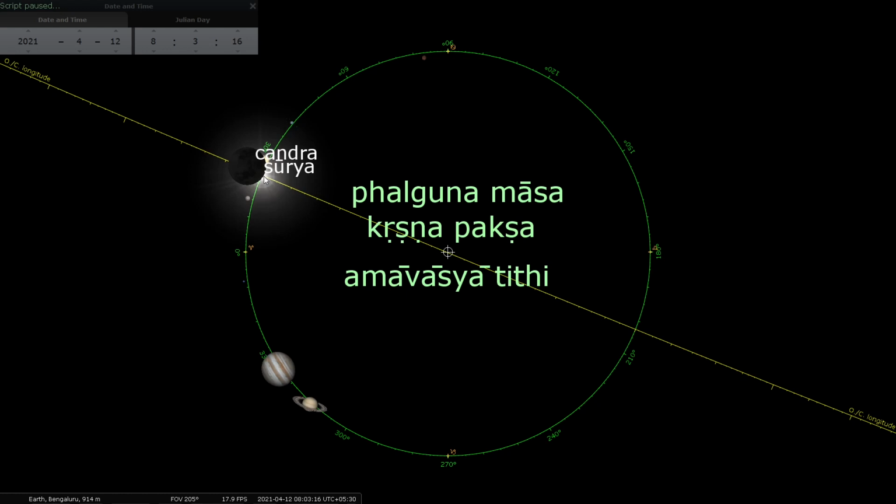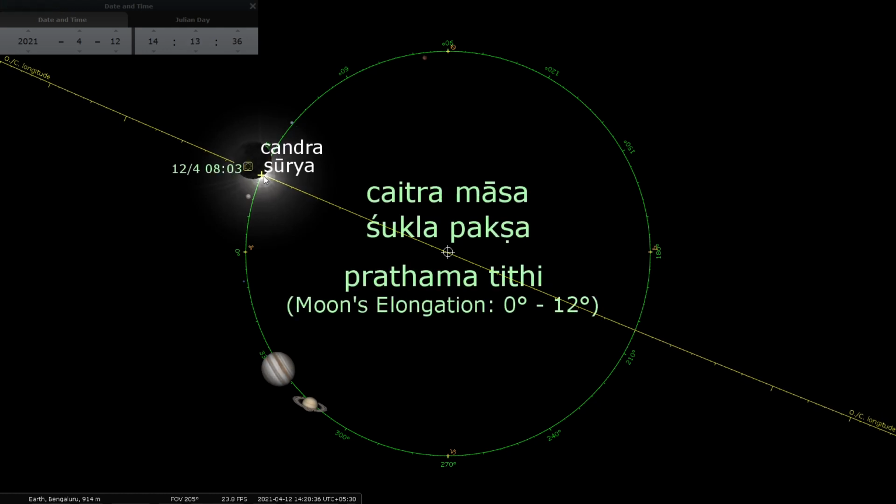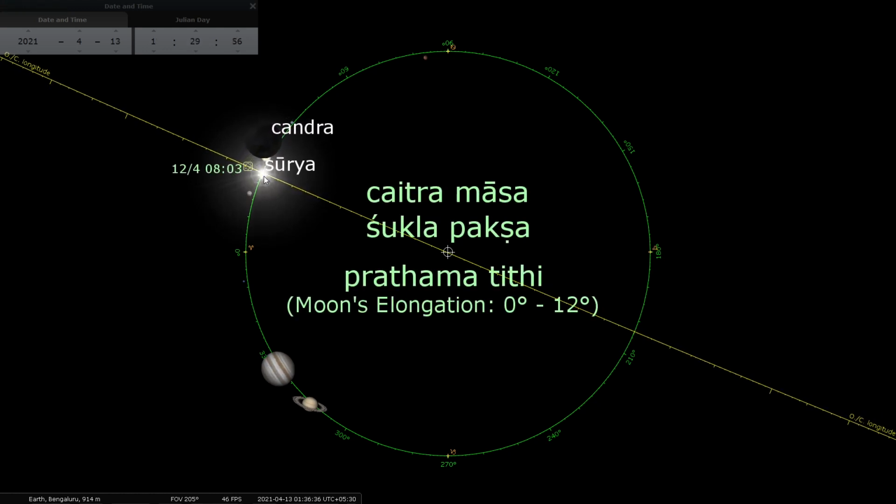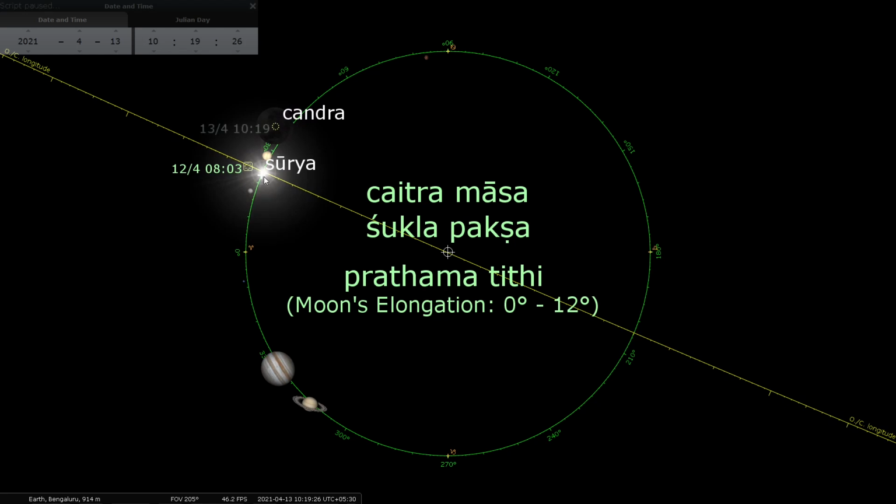Now I'm going to run the animation and see what happens. There you go. The moon is moving and stopped. And during this period, down here I had shown that this was Prathama Tithi. This period is known as Tithi. In this period, the moon moved from 0 degrees to 12 degrees. And this is the first Tithi. Prathama is first.